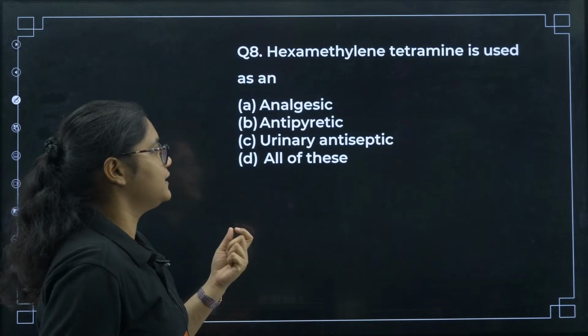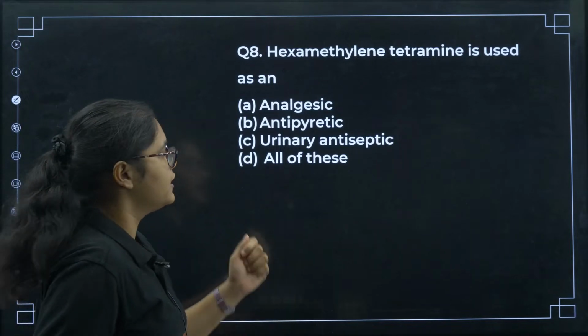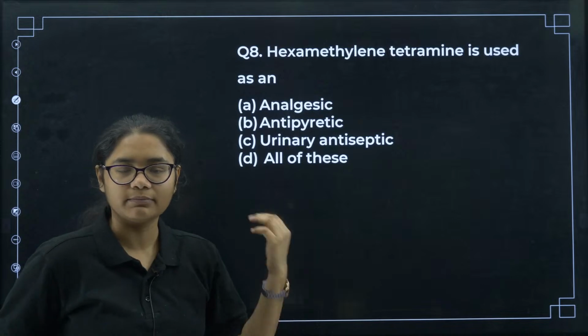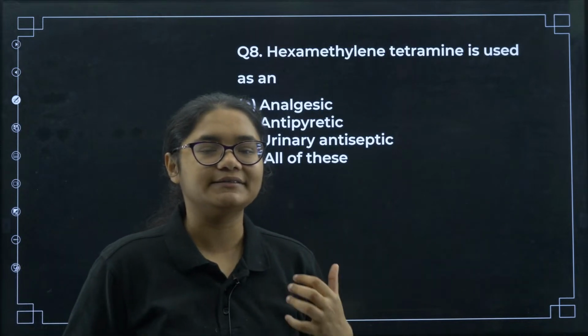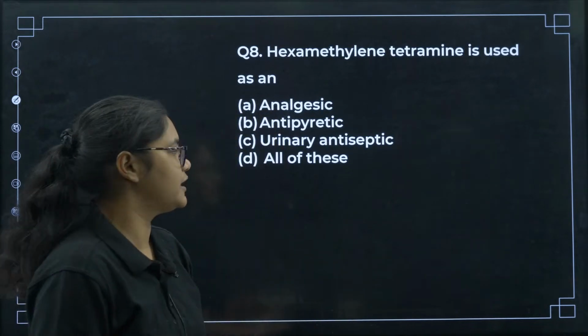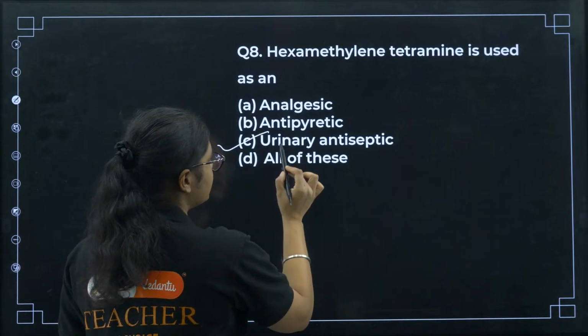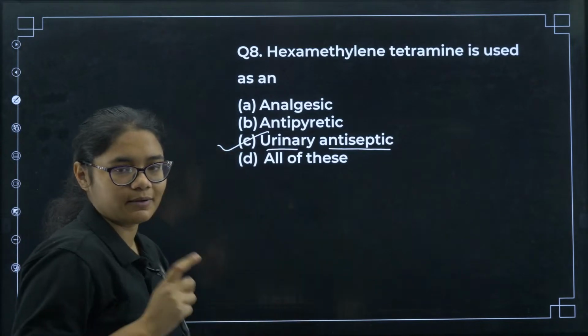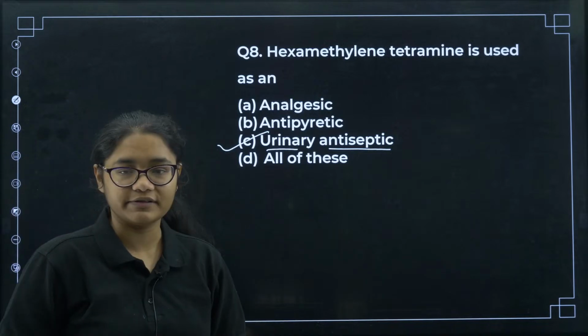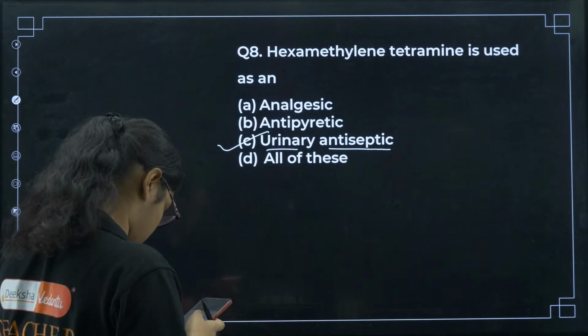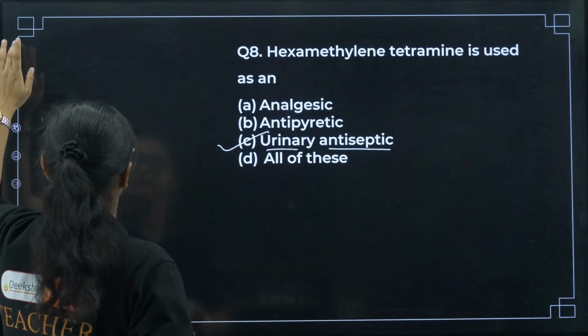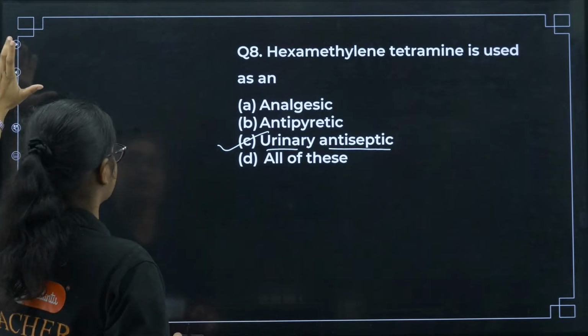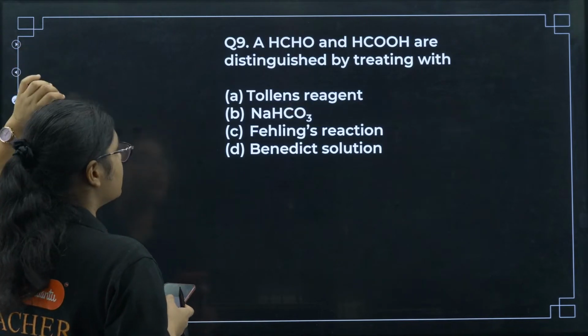Hexamethylene tetraamine is used as what? So this question you might not be knowing, but uses of amines have been asked regularly in the question. So I'll be telling you the answer: urinary antiseptic. Okay, so please remember this answer. Take a screenshot of this question. This is important. I think many of you might not have studied this, so I'm telling you the answer. Please mark it. Next, question number 9.